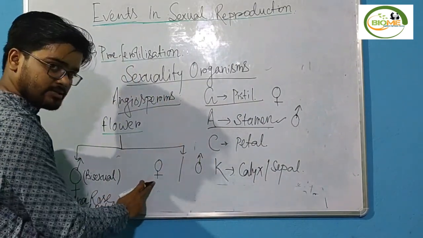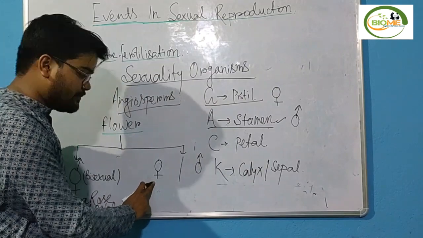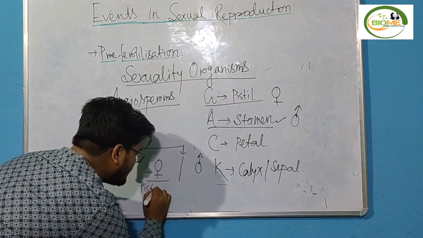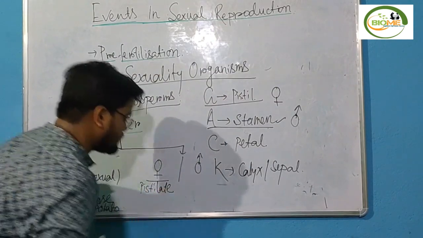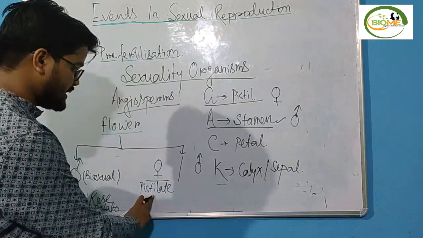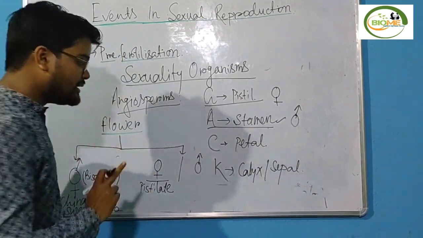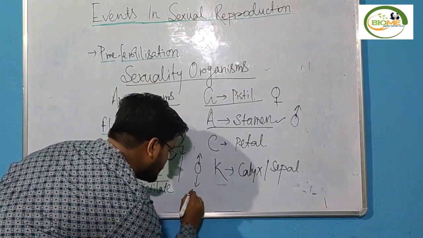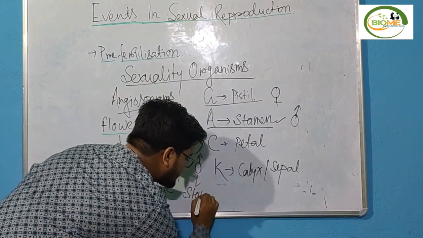If that flower has only female part, we can call that flower a pistillate flower. What we can call that? We can call that pistillate flower. And if that flower has only the male part, we can call that flower a staminate flower.